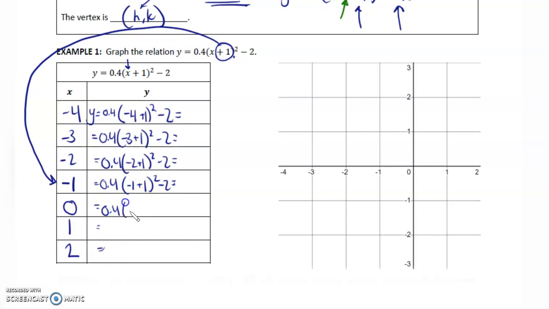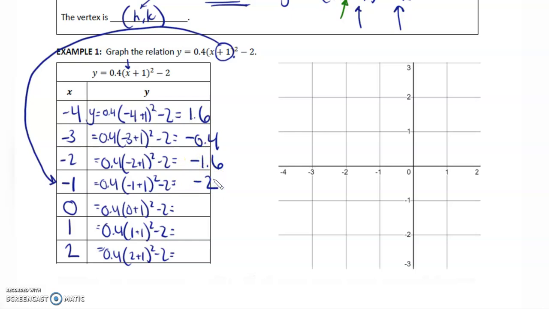Okay, 0.4(0 + 1)² − 2. 0.4(1 + 1)² − 2. And 0.4(2 + 1)² − 2. Okay, if you put this into our calculators, we're going to get 1.6. We plug in −3, we're going to get −0.4. Plug in −2, and we get −1.6. This time is −1, and we get −2.